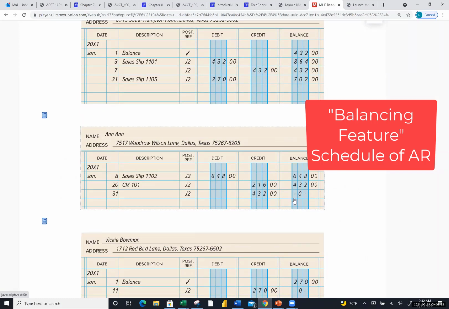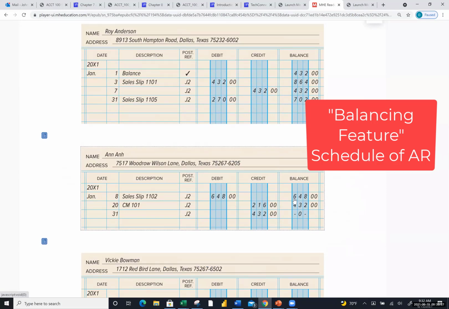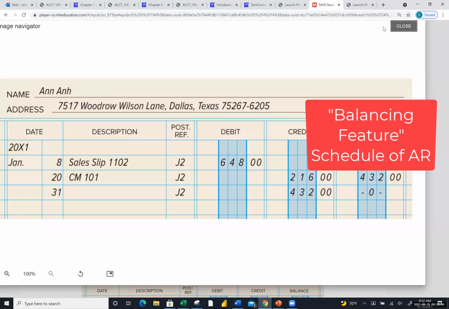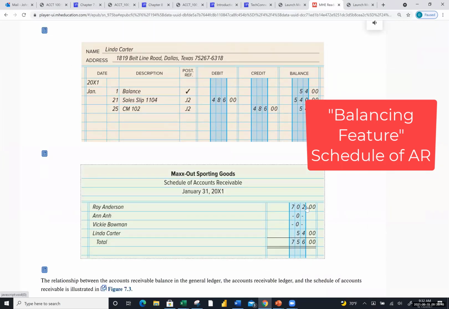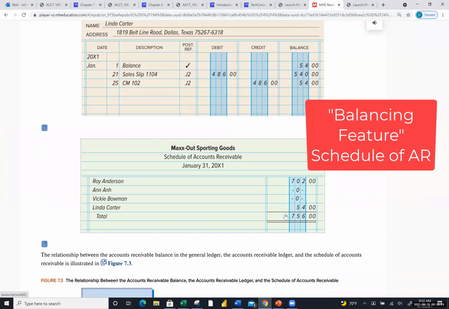We're going to create a schedule. And the purpose of this schedule is to make sure that the sum of the parts, all these brown boxes here, equals the whole accounts receivable. So you look at these balances and you do a schedule, and you're going to see that here. So Roy Anderson owes us $702. Ann owes us nothing. Vicki Bauman owes us nothing. Linda Carter owes us $54. This balance, $756, must match what's in the controlling account for accounts receivable.